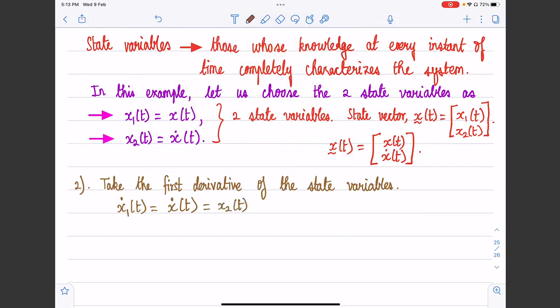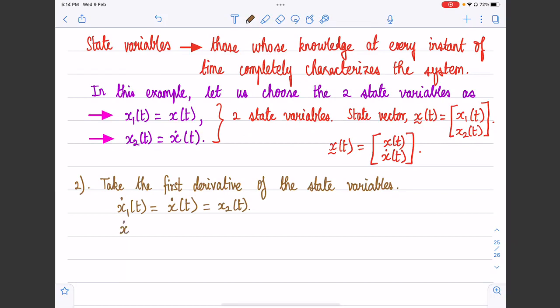So this is the central idea, right? We essentially take the first derivative of each state variable, and we try to rewrite it in terms of the other state variables and the input term. Okay, so that is going to be the core idea.